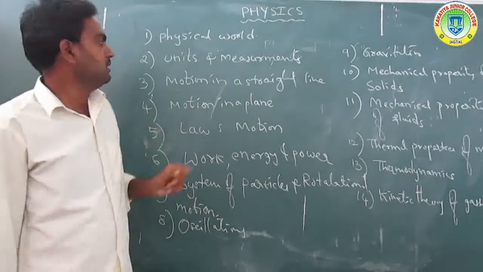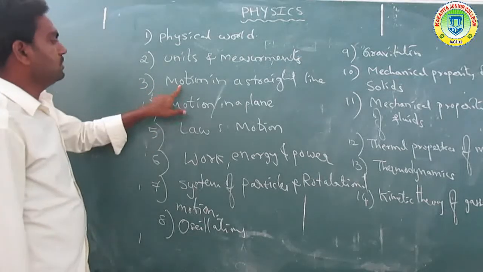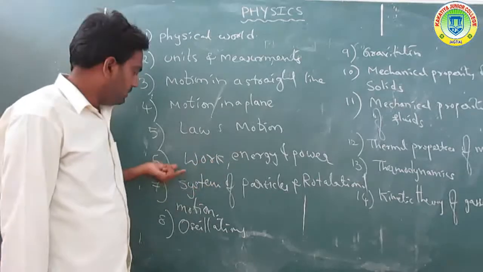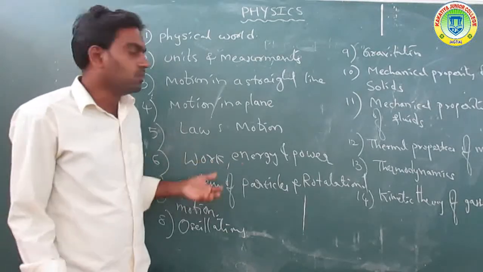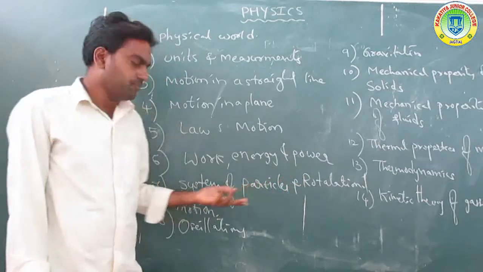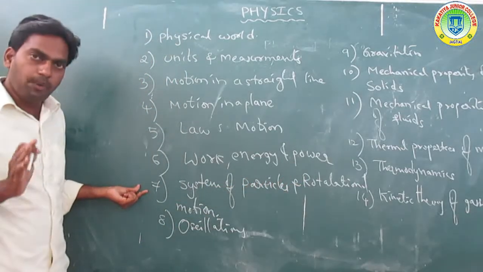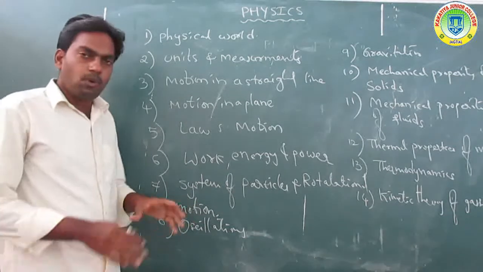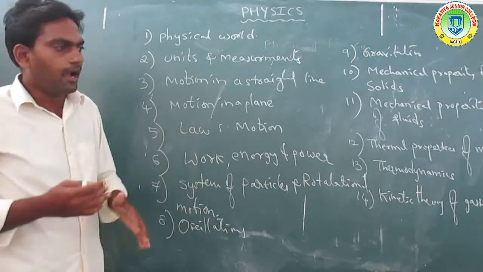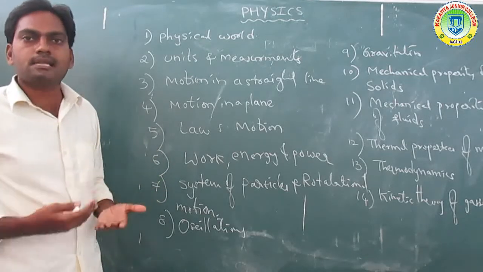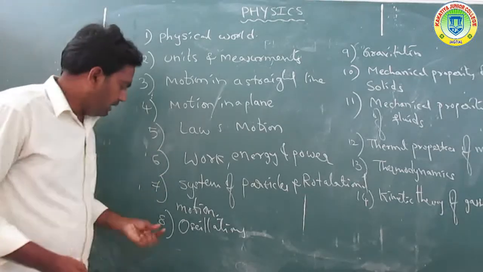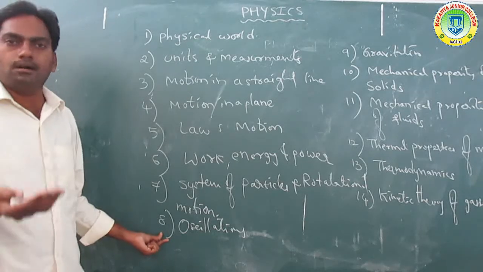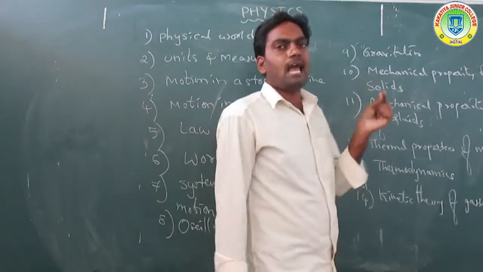What is motion in a straight line? These three chapters study motion: motion in a straight line, motion in a plane, and laws of motion. The sixth chapter covers what work, energy and power are. The seventh chapter is system of particles and rotational motion. One system consists of a number of particles, and when more systems are considered, rotational motion is described. What are oscillations? What are simple harmonic oscillations? The ninth chapter is gravitation.